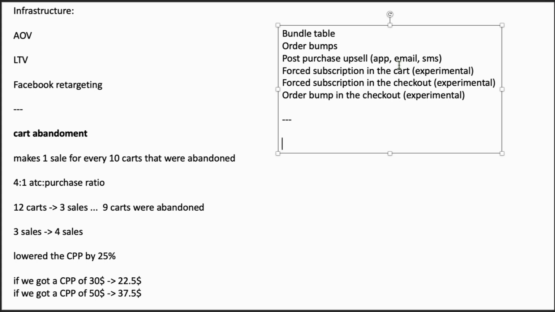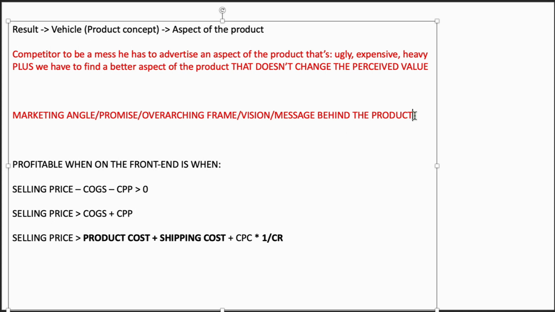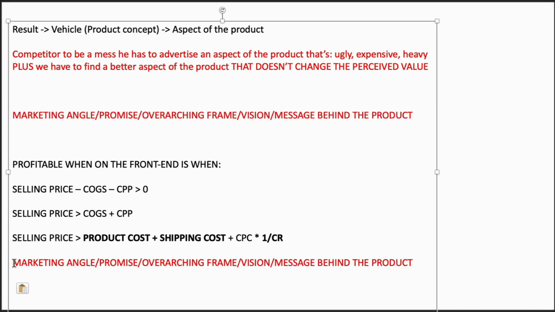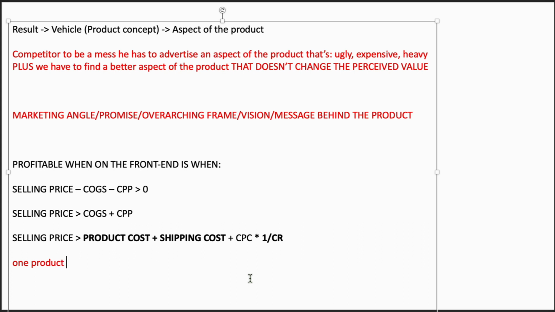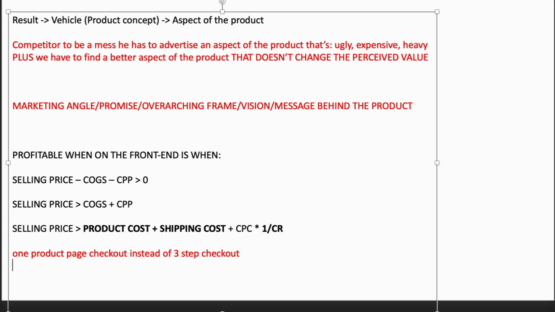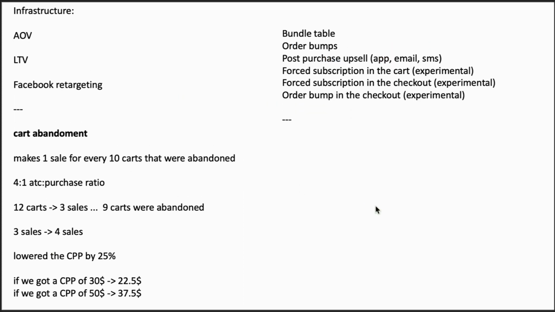Oh, one thing that I should have included in the other video, one thing where we can improve, would be to have one product page checkout instead of 3-step checkout, right? We've seen that works, and if the competitor doesn't have it, well, it gives us the opportunity to improve here. Okay, so back to this.